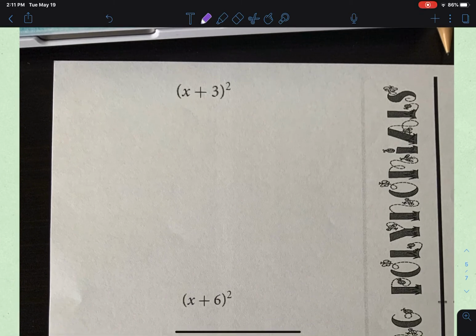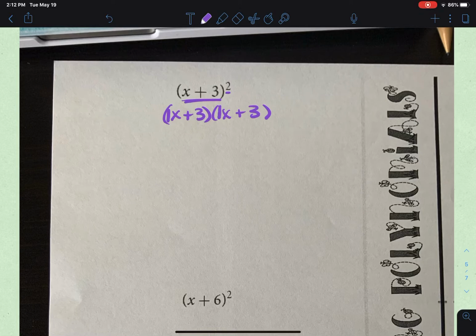So if it has (x + 3) in parentheses and it's squared, this tells you how many times you're going to multiply x plus 3 times itself. So if it's (x + 3) squared, it's going to be x plus 3 times x plus 3. So you're going to have to expand it to start with. And then remember, anytime you have a variable that doesn't have a number in front, I'm going to add a 1.